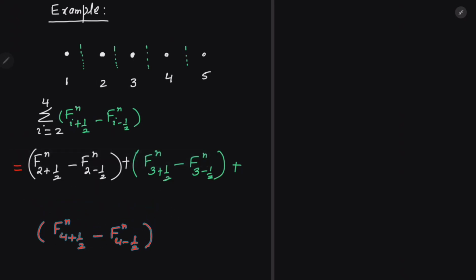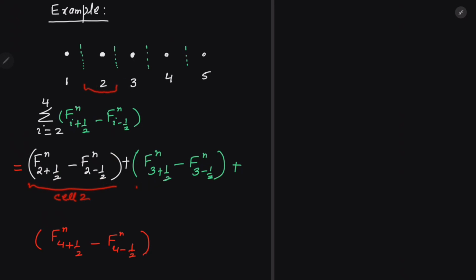So we calculate 3 fluxes. This flux is computed in cell number 2. This is over cell number 2. This flux is computed at cell number 3. So this is over cell number 3. This is cell number 4. So this is over cell number 4.